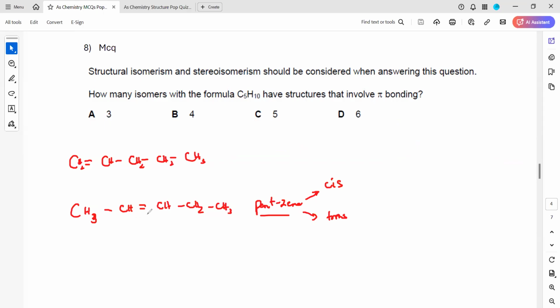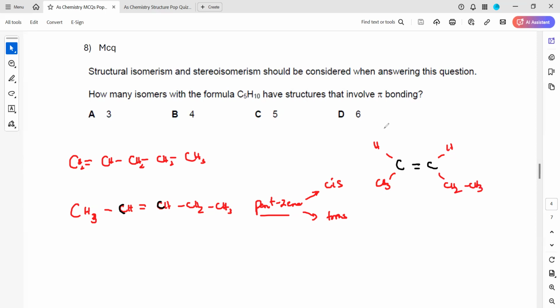For the second one, as you can see, you want me to draw the geometrical isomer. These are the two carbon atoms which are having a double bond. So this is one, this is the second. On one carbon, one is hydrogen attached, another one is CH3 attached. On the other carbon, same thing, one is hydrogen attached, another is the CH2 CH3 group attached.